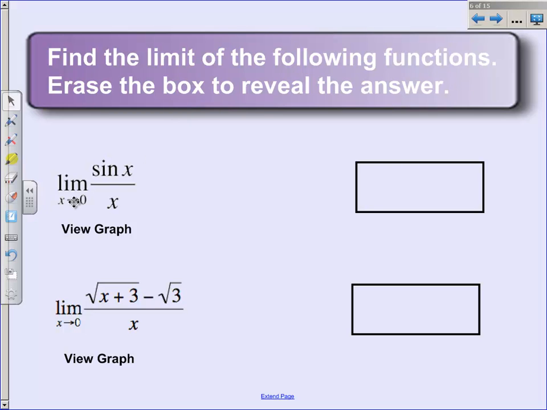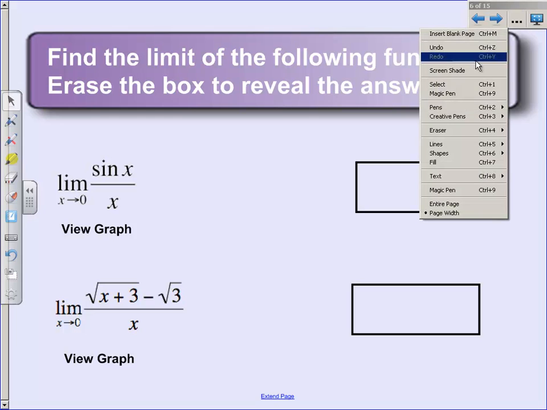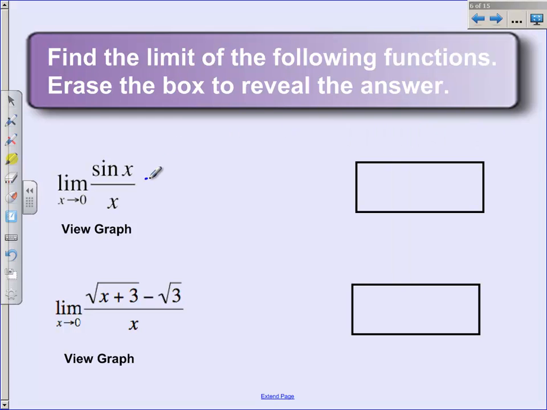We want to know the limit as x approaches 0 of sine of x over x. Now, if we were to plug in 0, we would get the sine of 0 over 0. And of course, the sine of 0 is 0. So this is, again, the indeterminate form. Now, in this example, I cannot factor this. So let's see if we can look at this graphically.